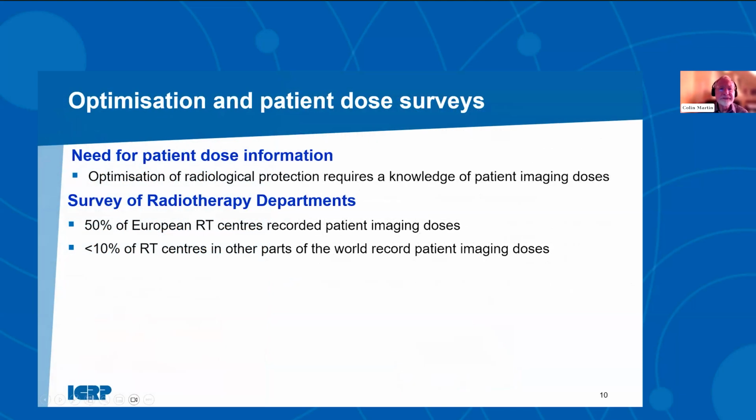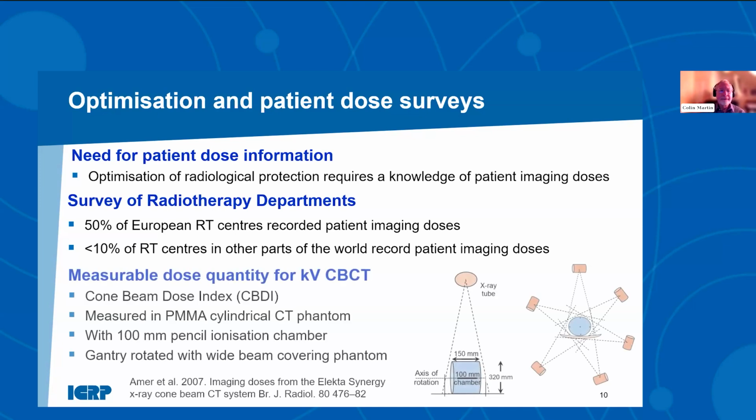But optimization of radiological protection requires a knowledge of patient imaging dose. If you don't know what the dose is, you can't assess the impact of any changes you make on reducing that dose. And 50% of European radiotherapy centers record patient imaging doses, but it's less than 10% of those in other parts of the world.